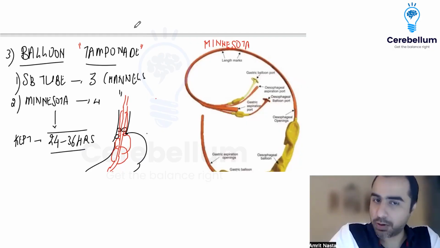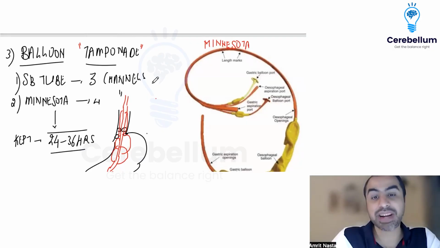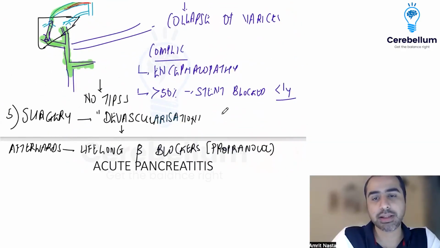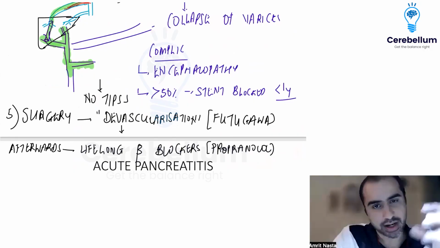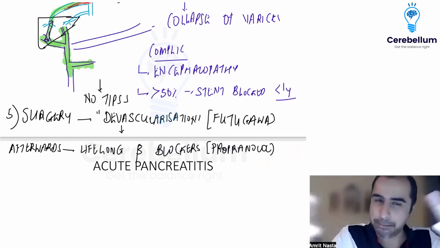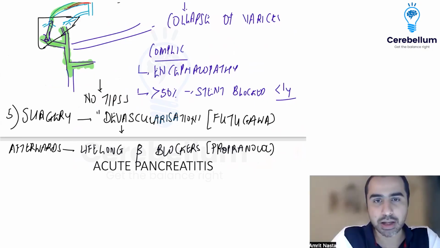Fukugawa is one of the types of devascularization. One of the types that is called Sugiura Fukugawa. ये सब नहीं पूछेंगे. It's a name. It's one of the types in which you resect the esophagus and do anastomosis and blah blah blah. Forget about it. Yeah, pancreatitis.